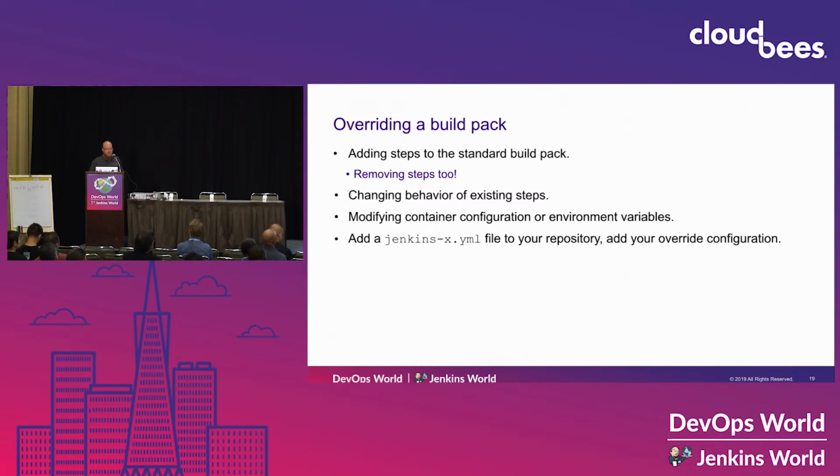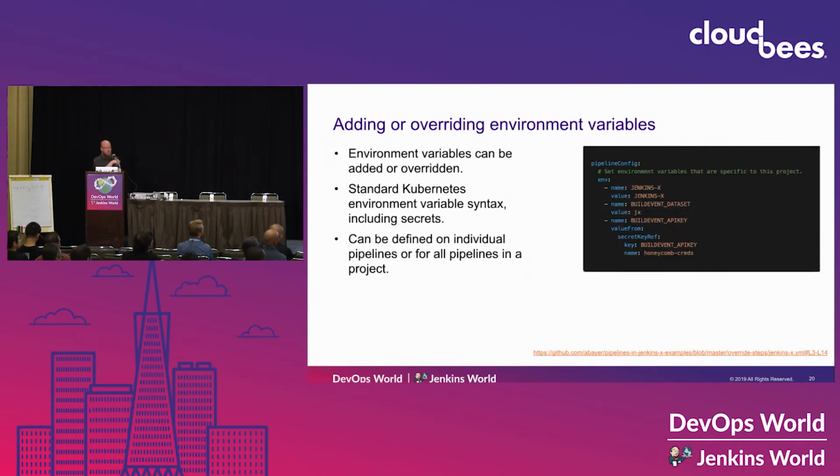You can modify the default container configuration for your steps. You can change the image that's being used for a particular step. And you can also add environment variables, etc. As I said, the way that you do this is that you add a Jenkins X YAML file to your repository, and you add your override configuration. Now we'll take a look at what that actually means.